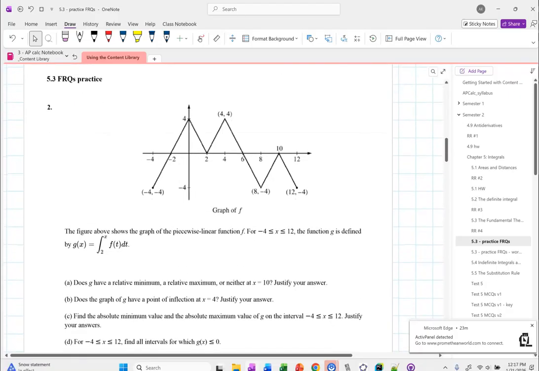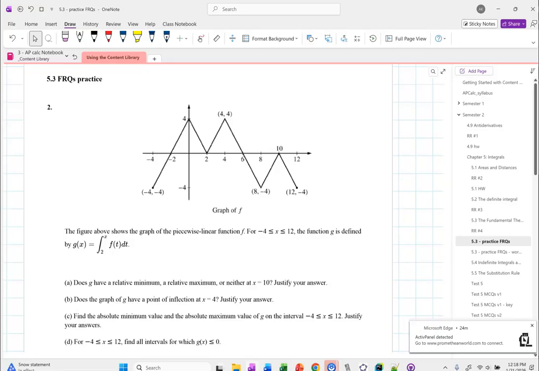Let's do another example. Fairly similar presentation. So you're given some piecewise function f, no formula provided. And given some function g that's based on the integral of f, and asked to do some analysis, right? So it says, does G have a relative minimum, relative maximum, or neither at x equals 10? Justify your answer.